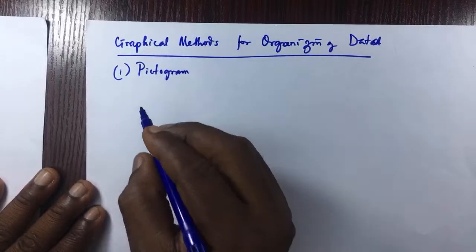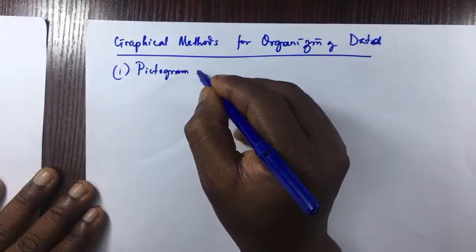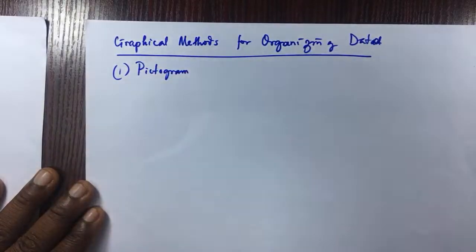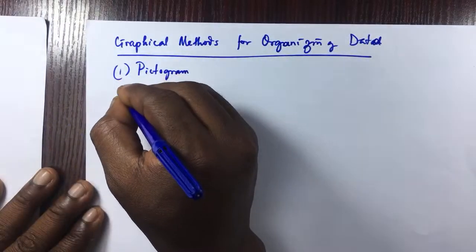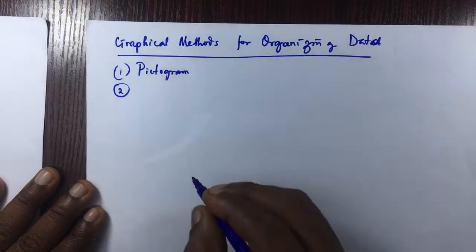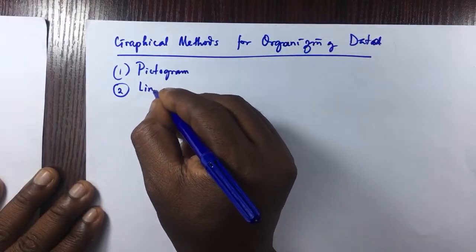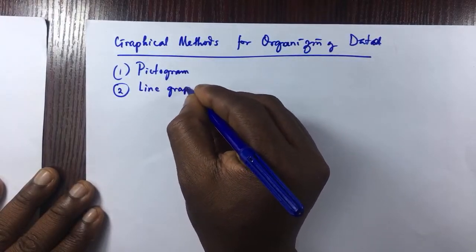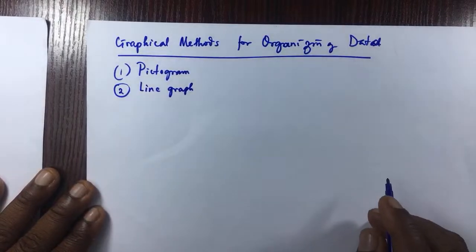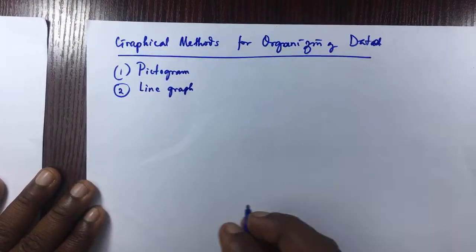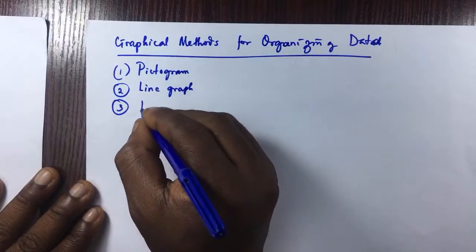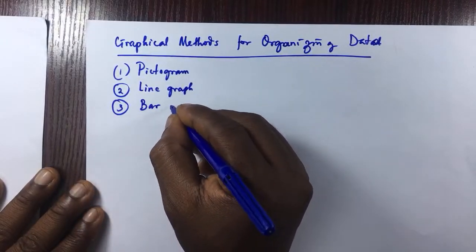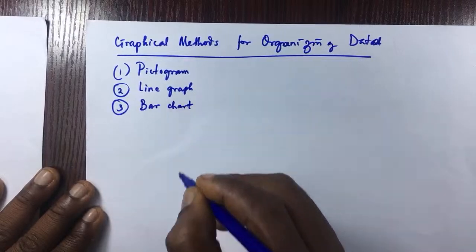So let's see. The first one we shall be discussing subsequently is the pictogram. The pictogram is a graphical technique for organizing data. Number 2, we are going to be looking at the line graph, which is also a graphical technique for organizing data. Then comes number 3. We are going to be looking at another graphical technique for organizing data, which is called the bar chart.